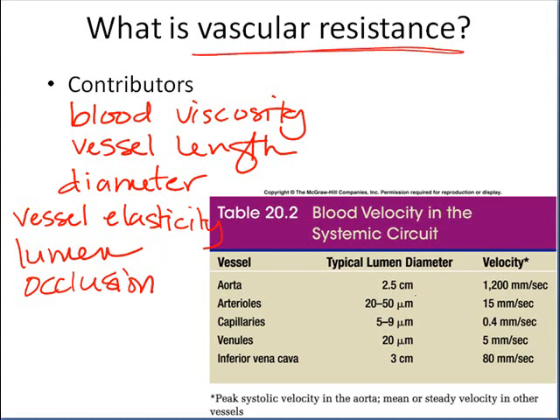And if you look at the size of the lumen here of the aorta, 2.5 centimeters, you can see it has a very high velocity, a speed of movement of the blood through it. It also has a lot of resistance. By comparison, if we look down here at the inferior vena cava, it's even larger, at 3 centimeters. And that's to facilitate the movement of the blood through that area, because remember, it's at a much lower pressure by the time we're getting back to the right atrium.